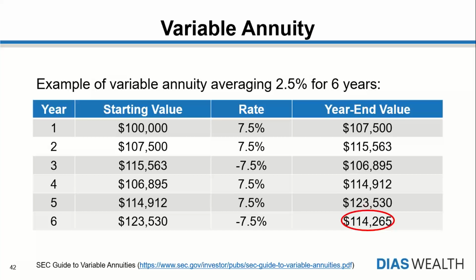And they can average anywhere from 3 to 5%. In one scenario, I saw over 5%. It's insane. So let's look at a variable annuity averaging 2.5% for 6 years. Obviously, the much better route would have been the fixed annuity.